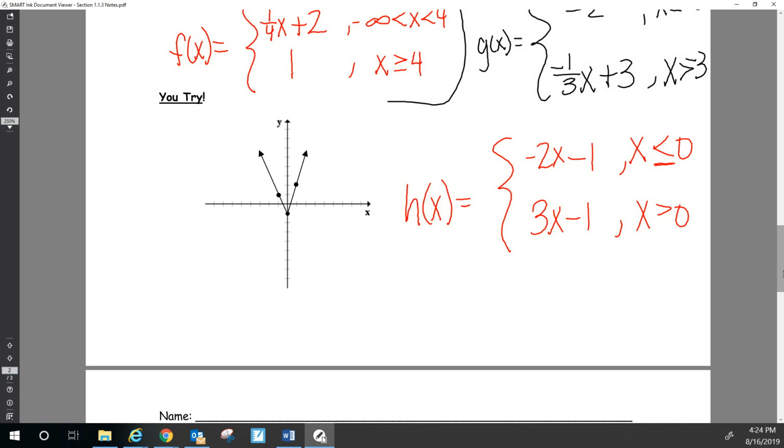All right, that is writing a piecewise function from our graph. We're going to do lots of matching these guys with the equation to the graph on Monday. And then the next video is going to be about evaluating piecewise functions.